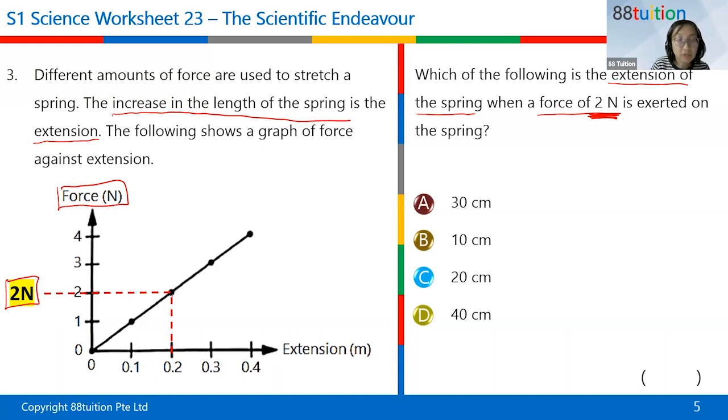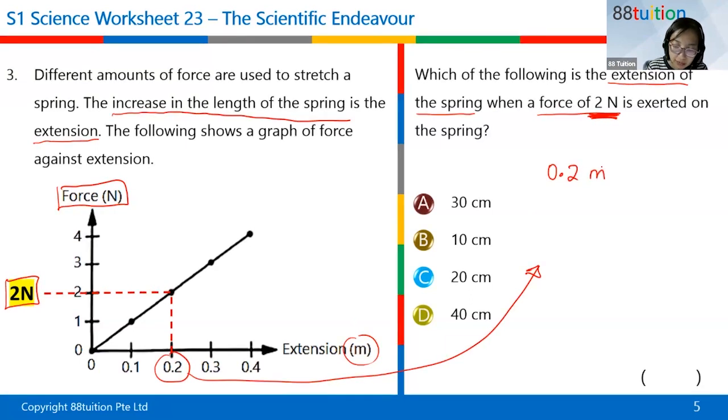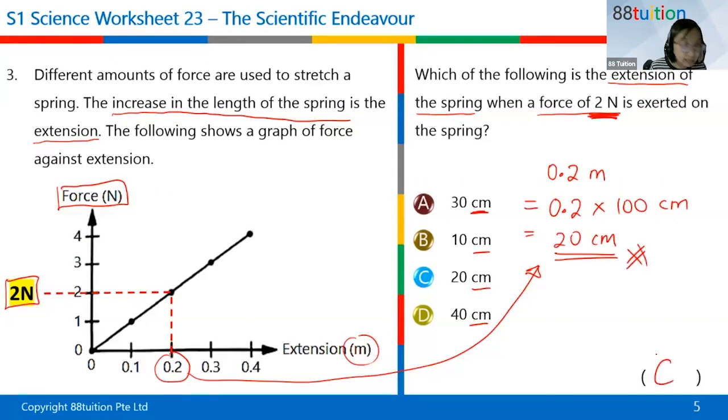So it's over here. Then you touch the graph and come down. It means 0.2 meter. Now you want to convert to cm because all these options are in cm. To convert 0.2 meter to cm, it is 0.2 times 100 cm because 1 meter equals 100 cm. That will give you 20 cm. So the answer is C. Any questions so far? This one is testing you on 1 meter equal to 100 cm. By now you should know this. If I'm going too fast, please let me know.